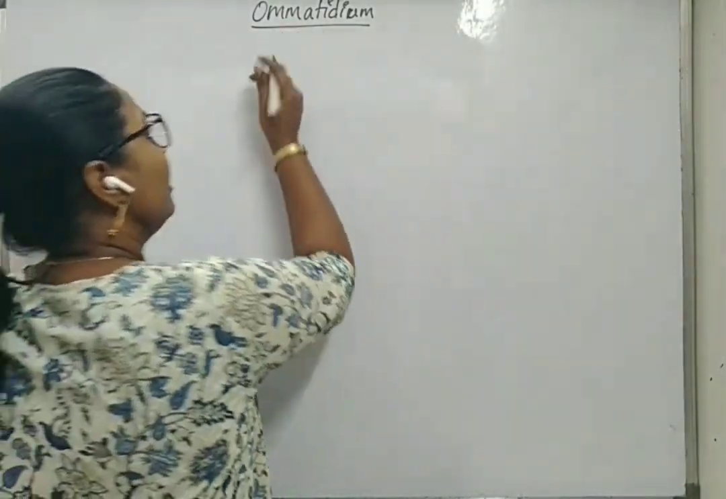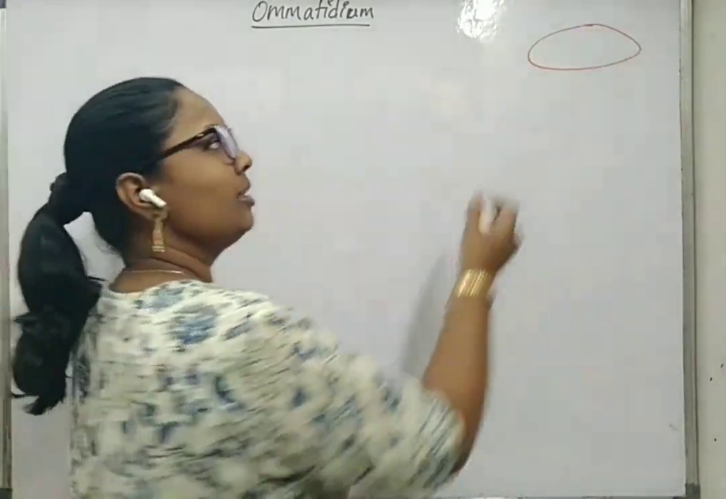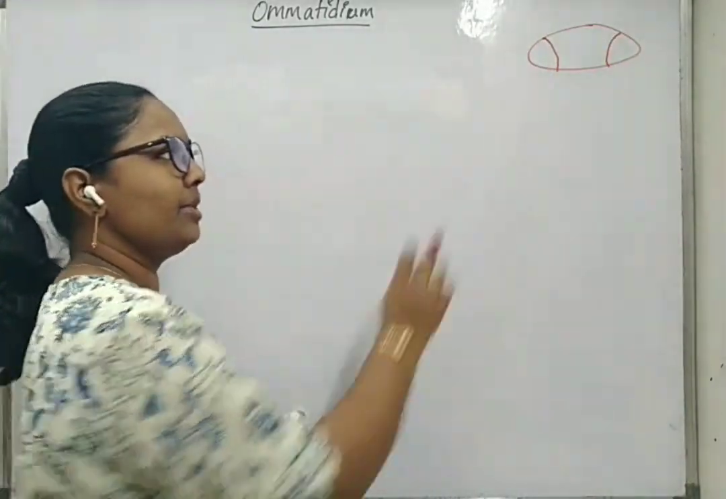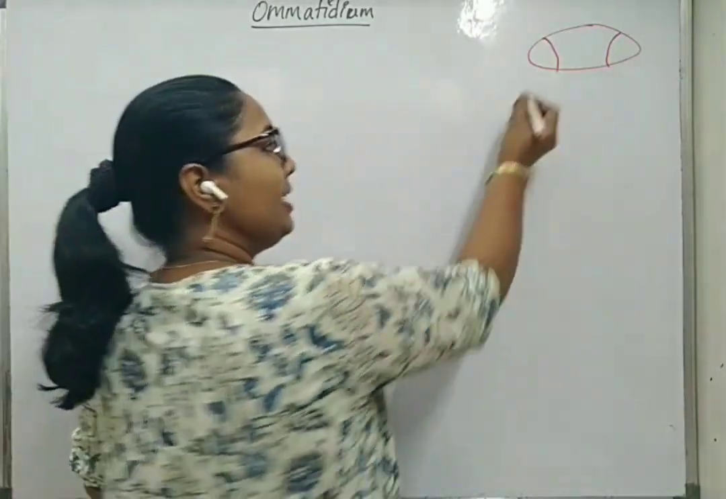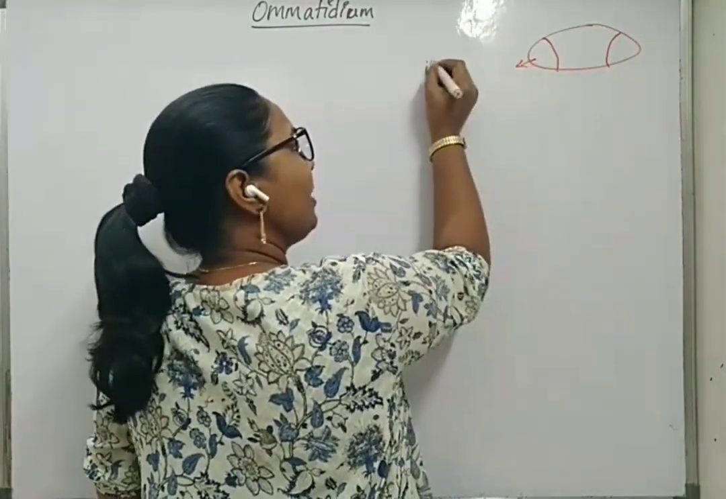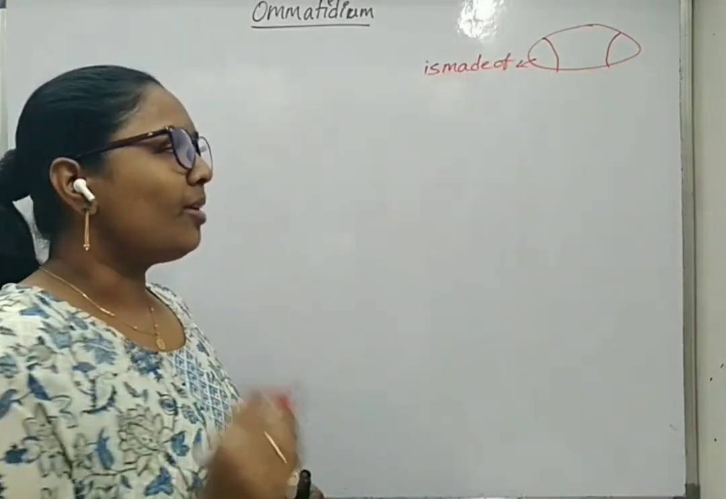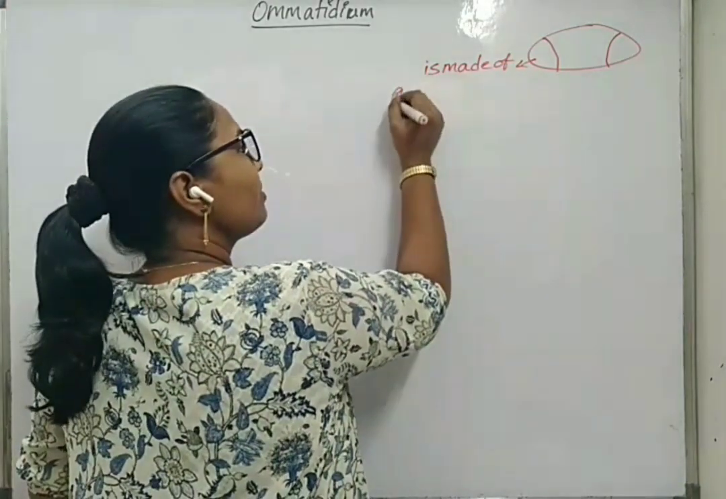Hello students, now we will discuss the Ommatidium structure in cockroach. First, suppose this is the head of a cockroach. The cockroach has compound eyes on either side, meaning on the lateral side of the head there will be compound eyes. Each compound eye is made of nearly 2000 functional units called Ommatidium.